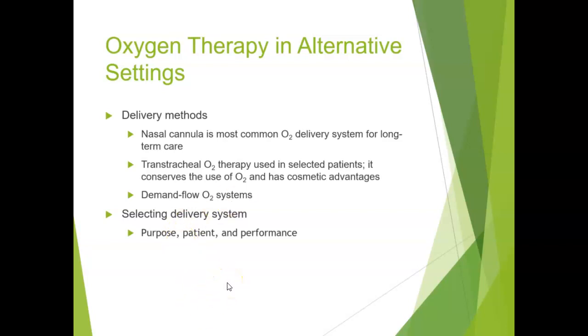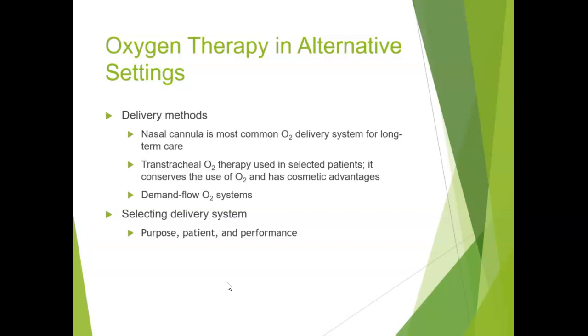Okay. So when you're selecting which type of device you want to use for your patients, you want to think of the three P's that Egan's talks about: the purpose, patient, and performance. The goal should always be matching the purpose or the performance of the equipment to both the objective of the therapy and the patient's special needs.